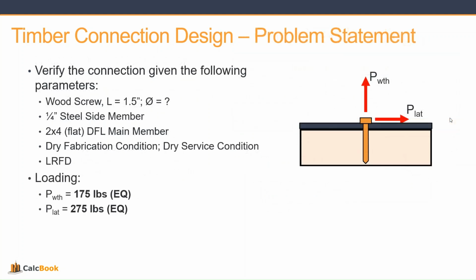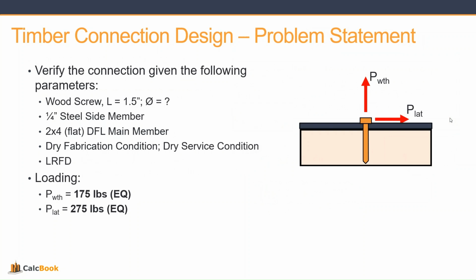So our problem statement for today: we are going to be verifying the connection given the following parameters. We have a wood screw here that has a steel side plate and a wood main member. We have a wood screw with a length of 1.5 inches. We're going to be figuring out what size or what diameter that screw is going to be to make this connection work. It's a 1/4 inch steel side plate member, 2x4 flat Douglas fir larch main member, dry fabrication condition and dry service condition, and we're going to be utilizing LRFD loading for this design example.